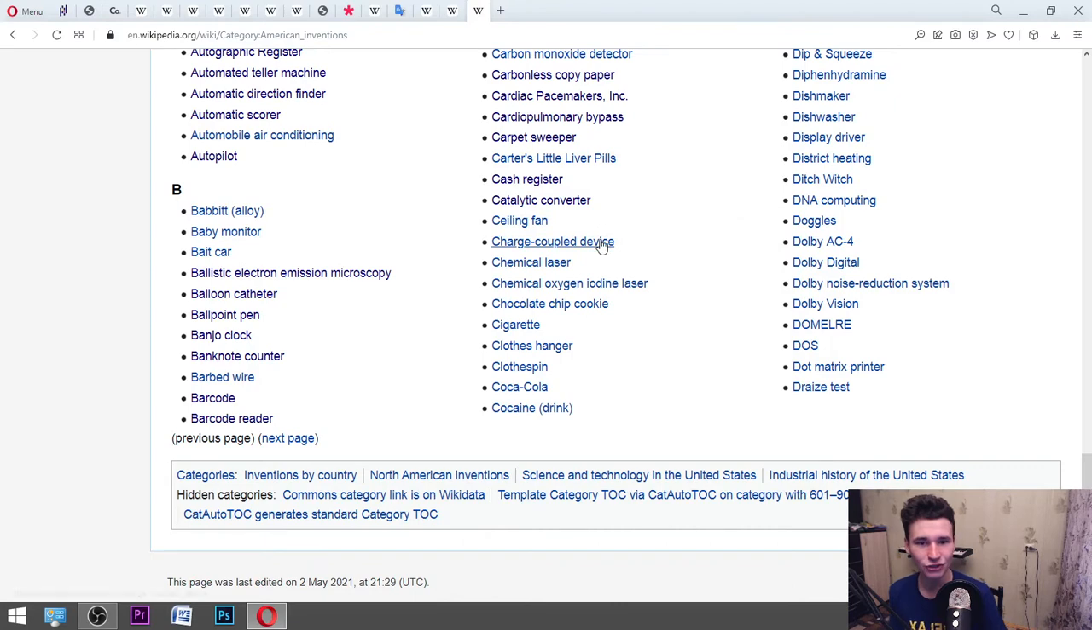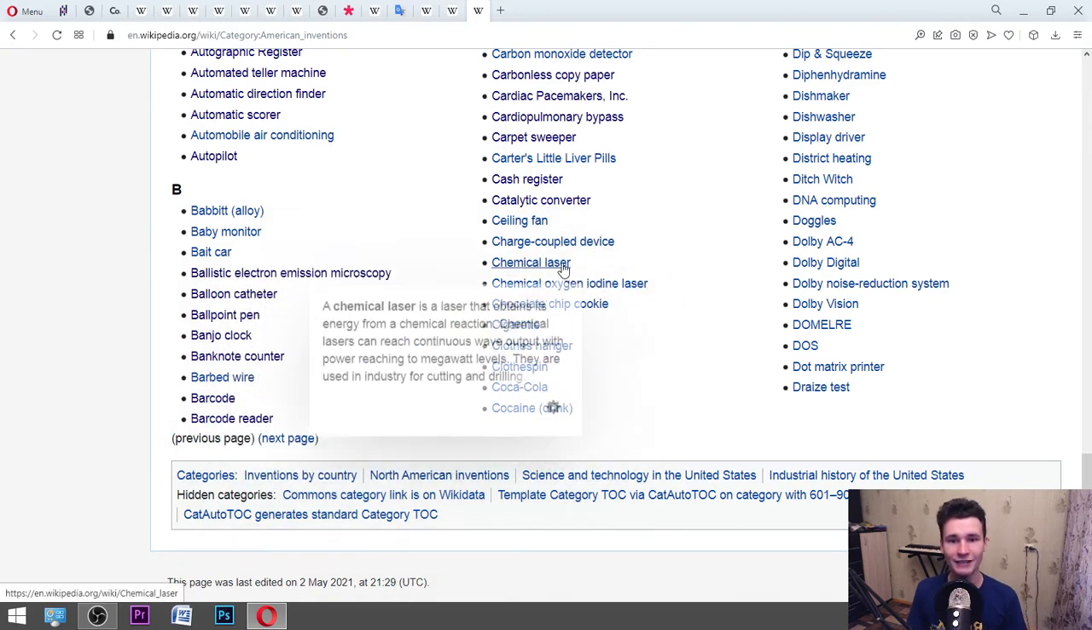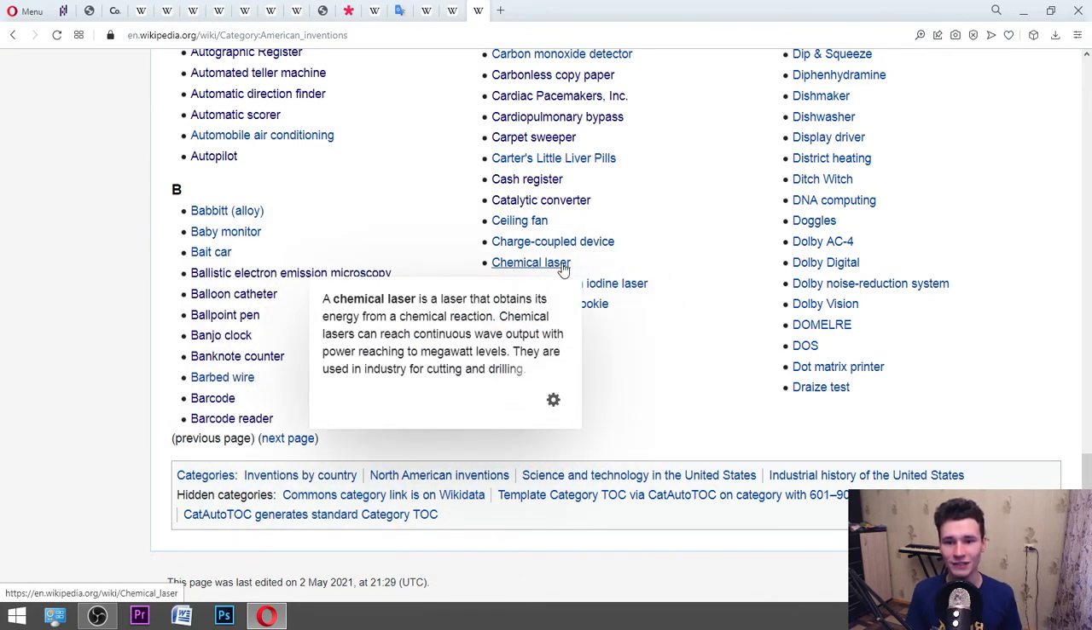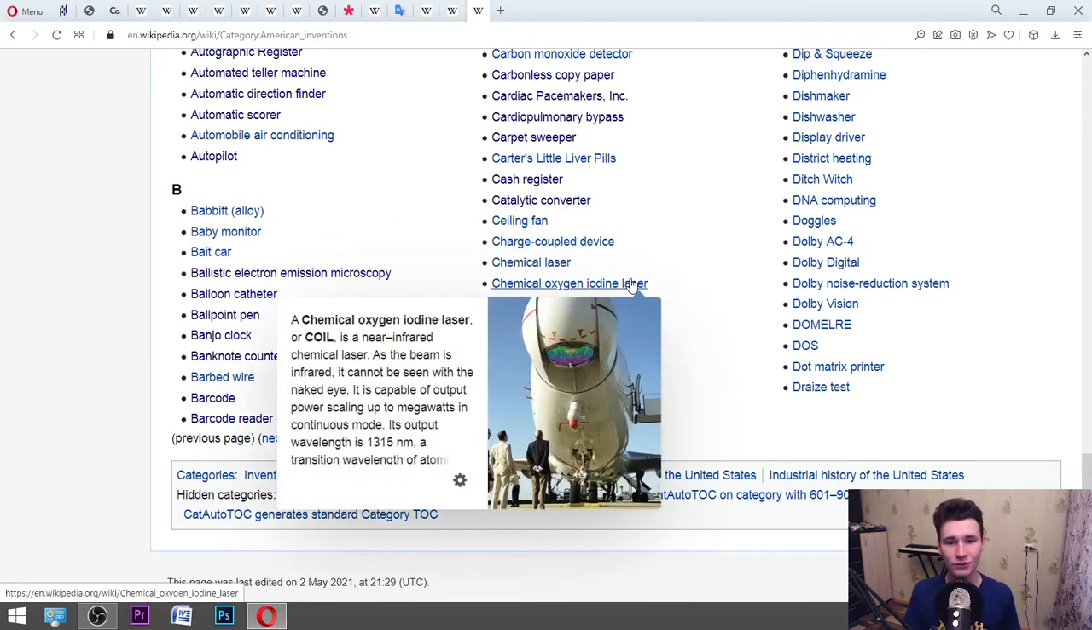Okay, ceiling fan, charge-coupled device, is an integrated circuit containing an array of linked or coupled capacitors. Okay, capacitors and different things we have, and good. And chemical laser also we have, is a laser that obtains its energy from a chemical reaction. Yes, so kind of understandable. Chemical oxygen iodine laser, COIL, is a near-infrared chemical laser.